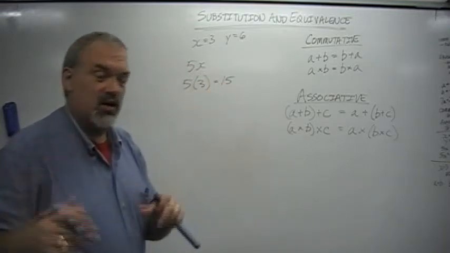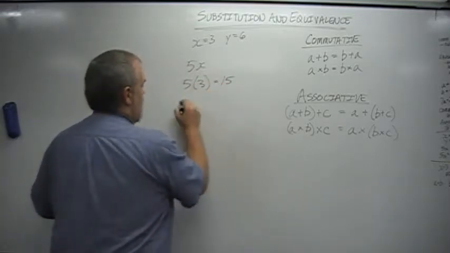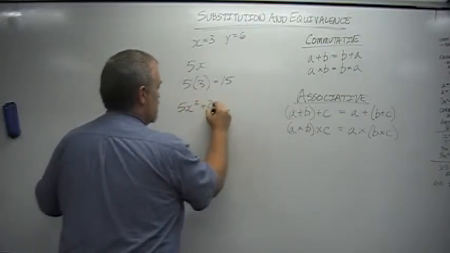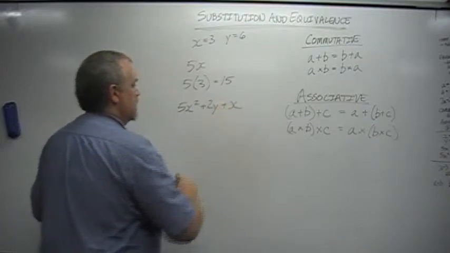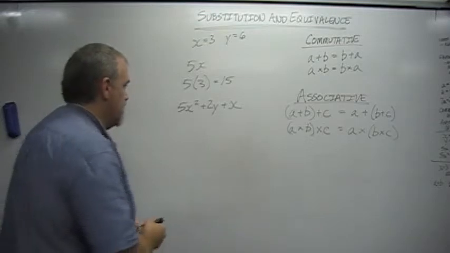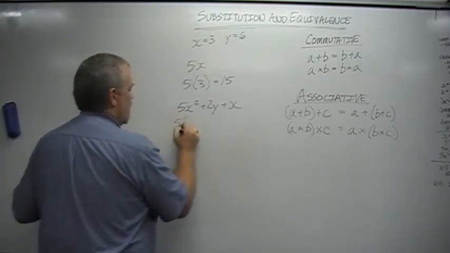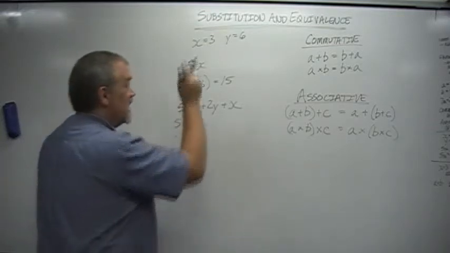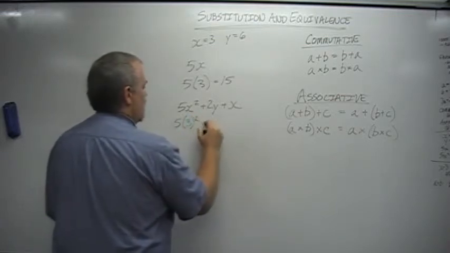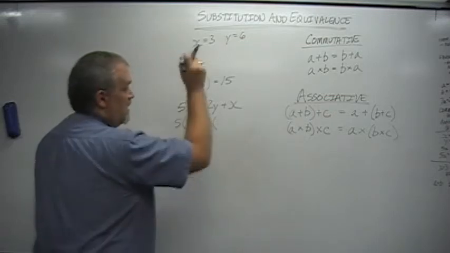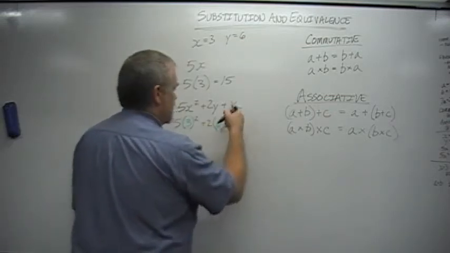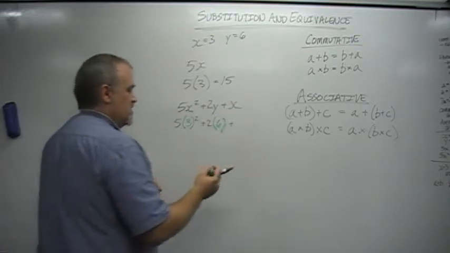Let's try a little bit harder expression. Let's say we use 5x squared plus 2y plus x. Again, we can substitute. You can say 5 times, and what is x equal to? We said x is equal to 3. Put the 3 in there, squared, plus 2 times, and y is equal to 6, plus, and x again is equal to 3.